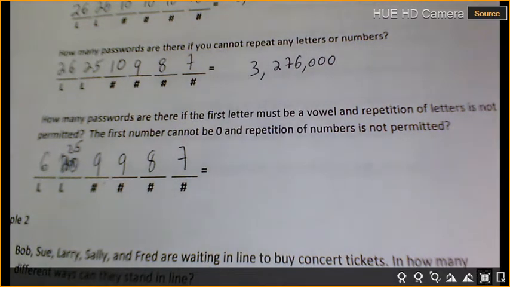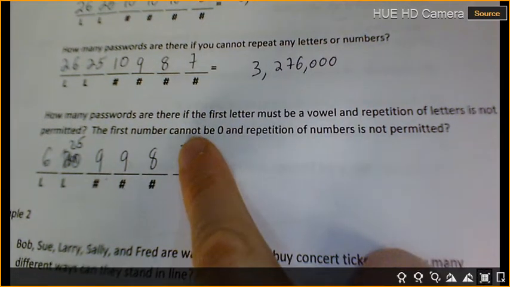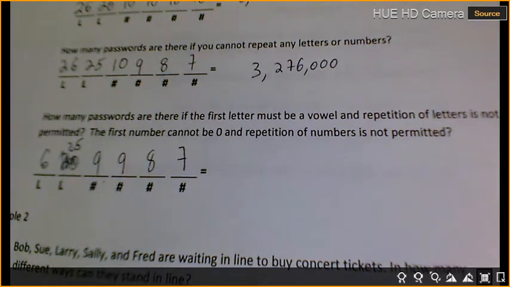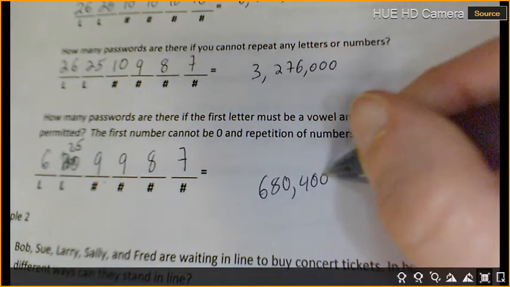But how is the next one 7? So the next one, I've used 3 numbers. So out of my 10 numbers that I could use, I've used 3, so I only have 7 more left. Is it kind of making sense or not really? You'll get it eventually. Okay. Now we're just going to multiply these. 6 times 25 times 9 times 9 times 8 times 7 gives me 680,400 possibilities.